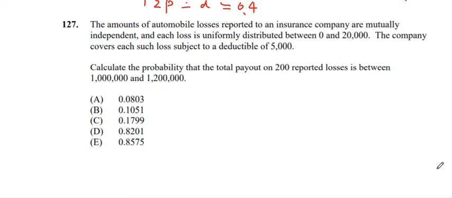So this problem 1.27 says we want to find the probability for the total payout on 200 reported losses. So we know this will be a central limit theorem problem. Okay, so let's say that this is a central limit theorem problem.